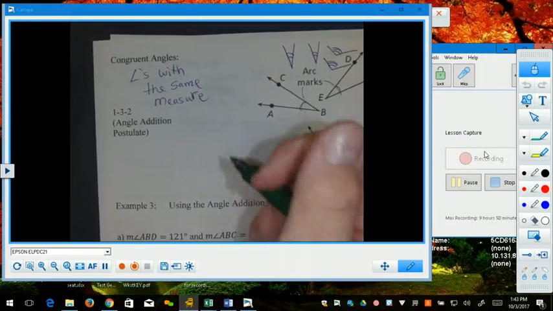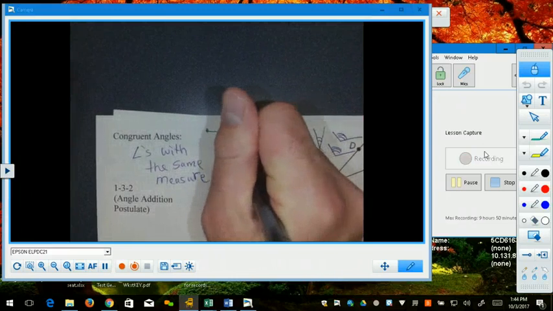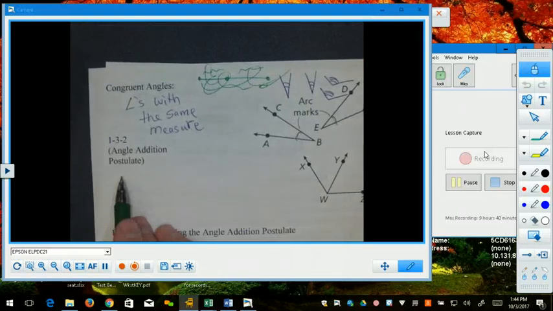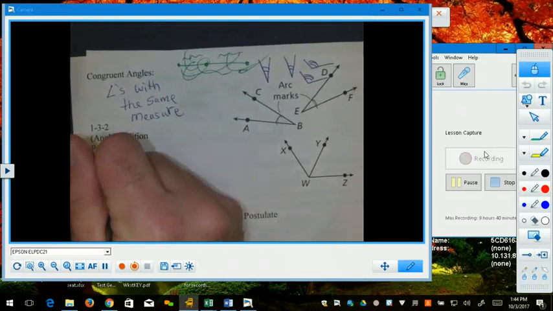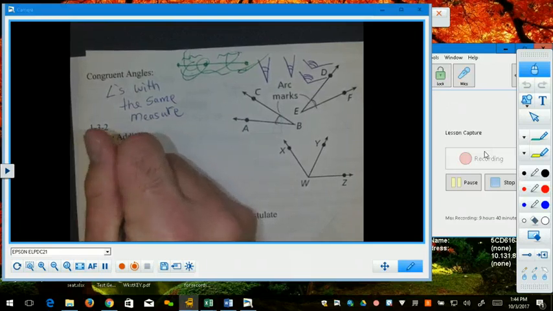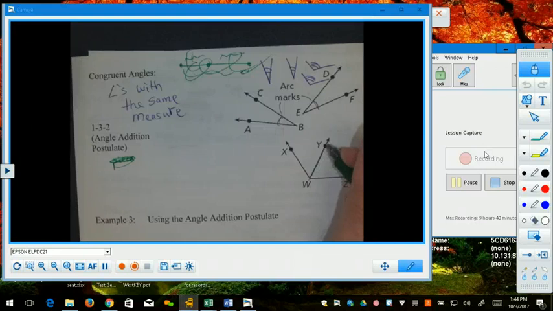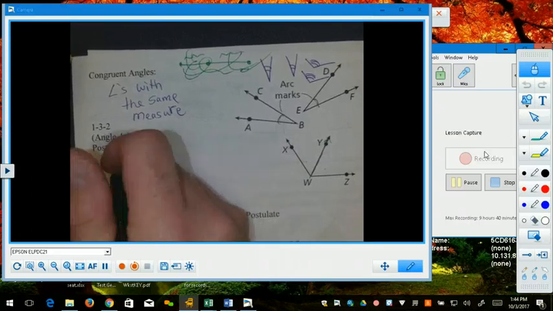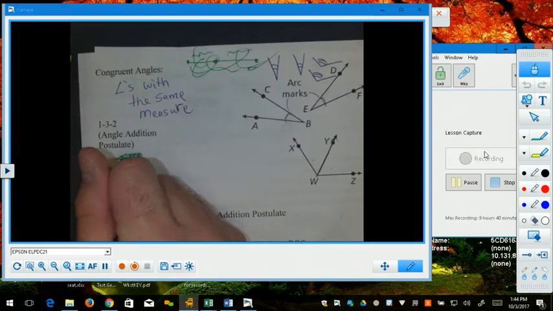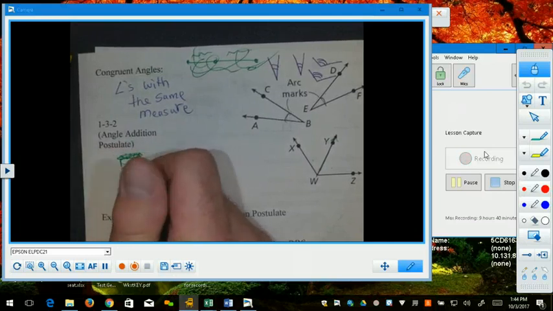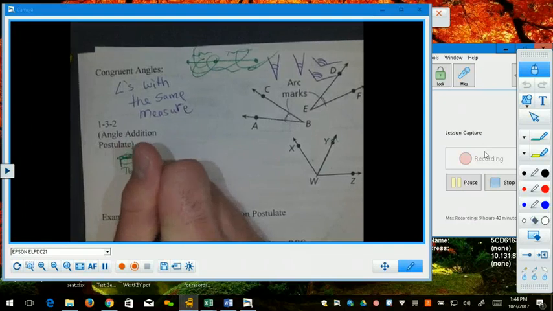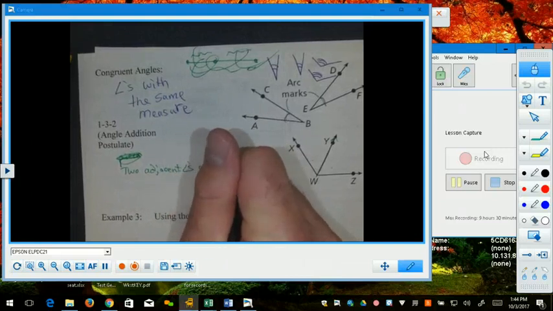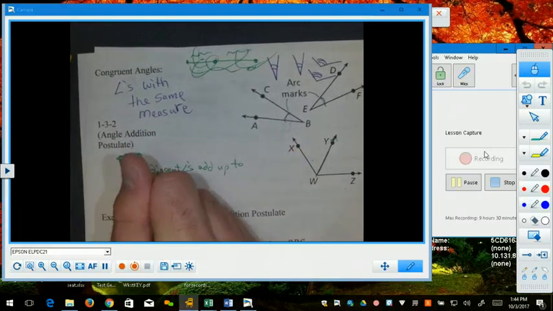Just like we had the segment addition postulate, which was, hey, you've got the whole thing and you've got the two pieces, and this piece plus this piece adds up to the whole thing. We have the angle addition postulate, which says that as long as the two angles are connected by a common ray and they're not overlapping, such as this one and this one, then we can add the angles. They're actually called adjacent angles, and we'll get to that term in a second, add up to the whole angle.